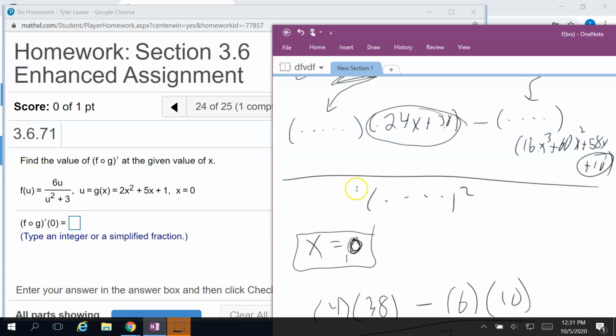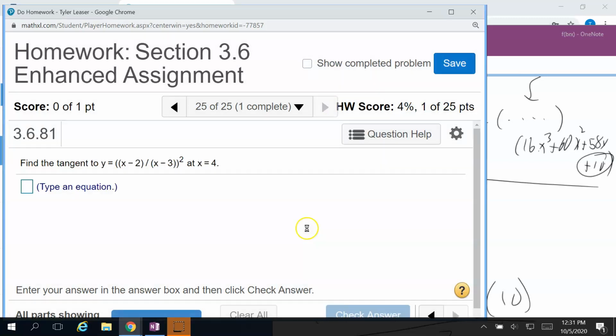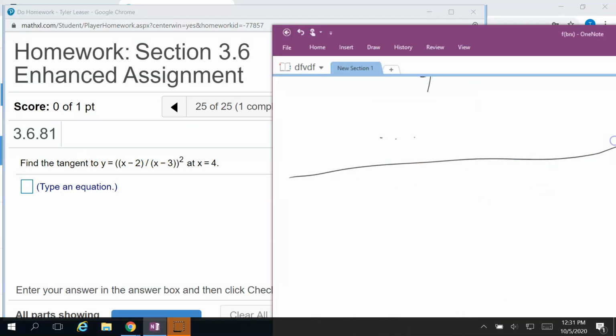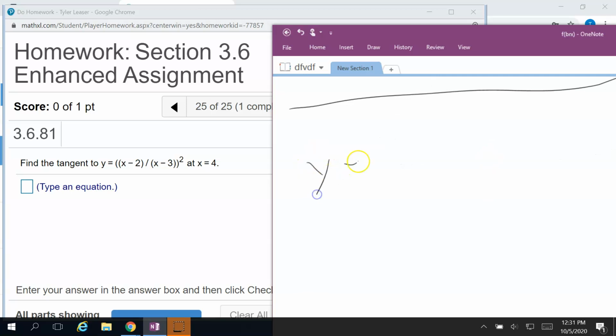All right, 25 was asked as well. Find the tangent to this at x equals 4. Okay, let's look at this one. So just to copy our function down, y is x minus 2 over x minus 3, and it looks like that entire thing is squared.